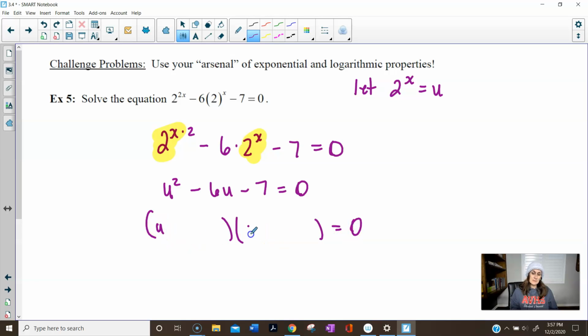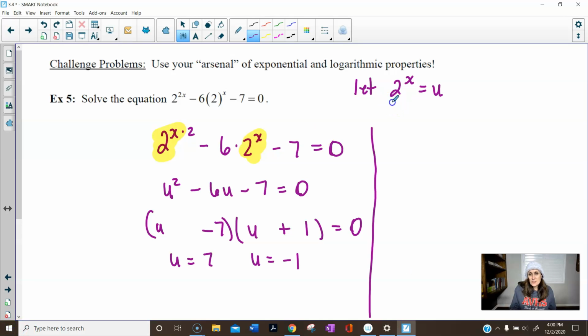So u times u is u squared, and 7 times 1 is 7, and we want this to be negative and this to be positive. So u is equal to 7, and u is equal to negative 1. Now we're not quite done yet. We need to come up to the problem and take 7 and negative 1 and plug those back in. So let's do that now.